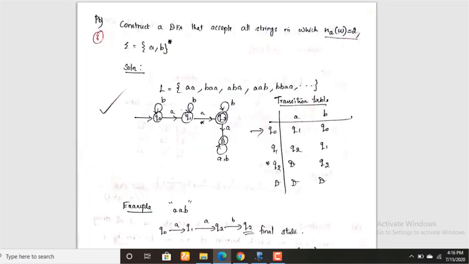Construct a DFA that accepts all strings in which number of A is equal to 2 over the alphabet A, B. So we are going to construct the DFA which accepts all the strings in which number of A is equal to 2. Okay, so what's the first step in the construction of DFA? You have to write the language for the problem. Okay, so what's our problem? Our problem is number of A in the string is equal to 2.